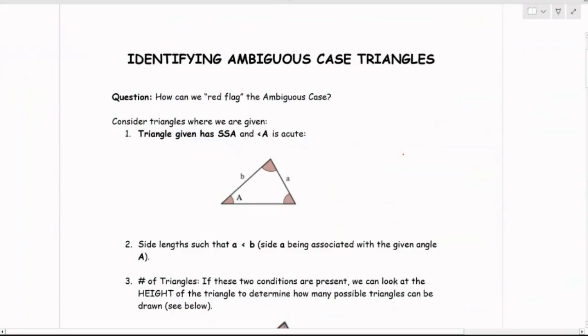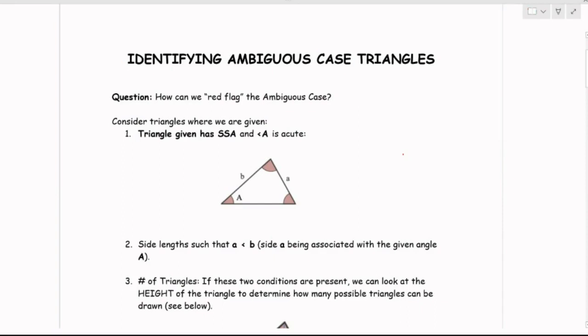All right, the first thing we have to do is identify ambiguous case triangles. In this lesson, I am not going to show you examples of solving them. I just want to get down the 3-point check system that you need in order to know, hey, I have an ambiguous case triangle in front of me. So the first thing is knowing how to red flag them.